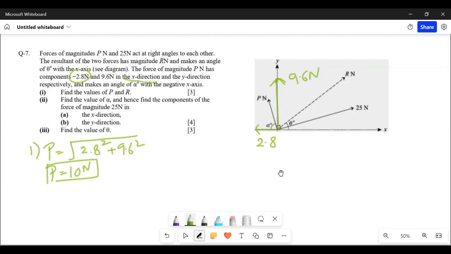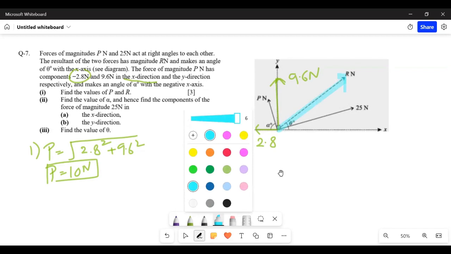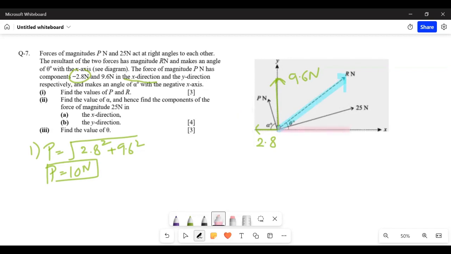Next, we will have to find R. For R, you need its vertical component and its horizontal component. If this is R, then this could be its horizontal component and this could be its vertical component, Rx and Ry. Horizontal component and vertical component always have a 90-degree angle between them. That's how we know that it is Rx and Ry.